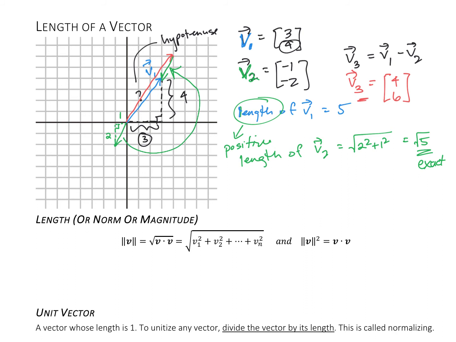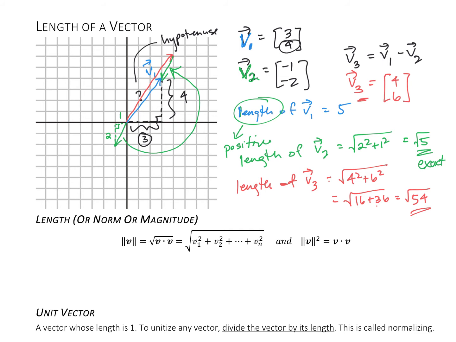All right, so the length of V3 is just the square root of 4 squared plus 6 squared. So what is that? 16 plus 36, which is 54, square root of 54, which I could probably do something with to simplify it, but I don't care. Square root of 54. There you go.